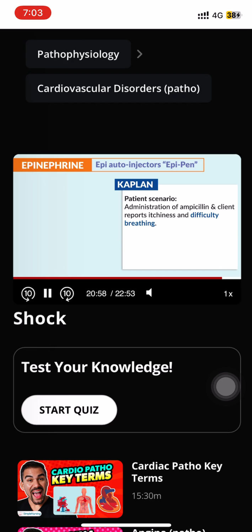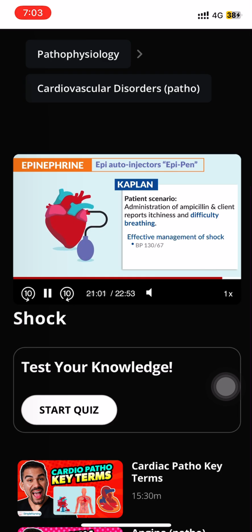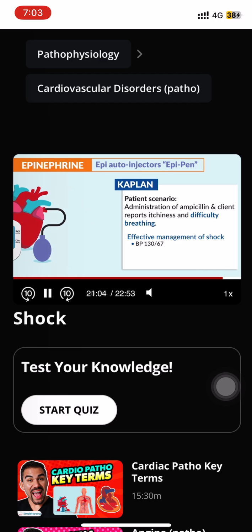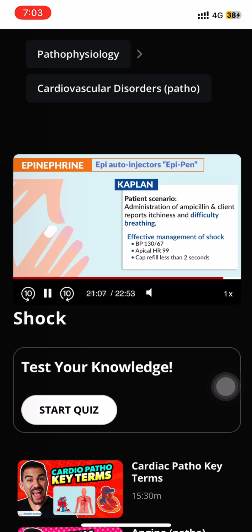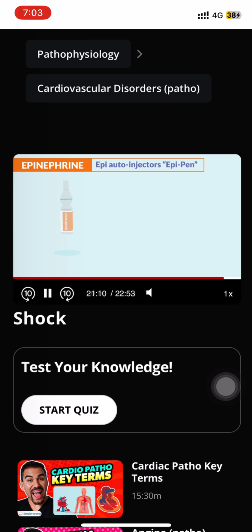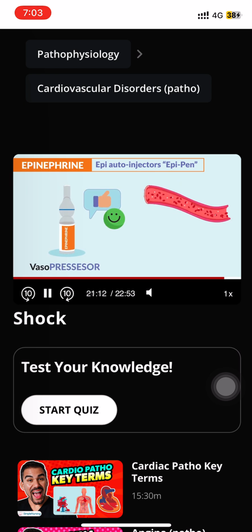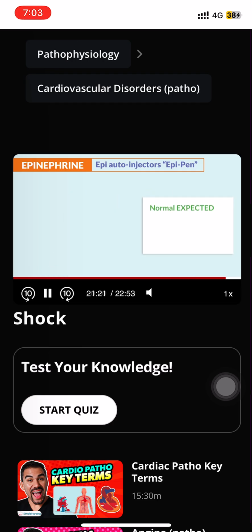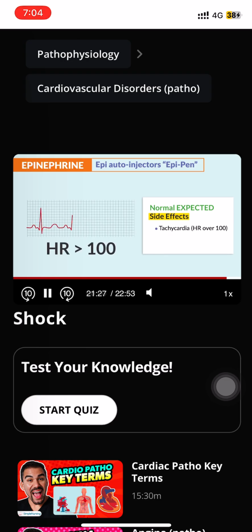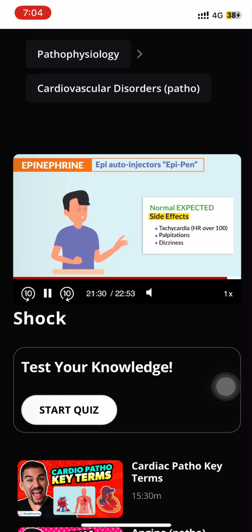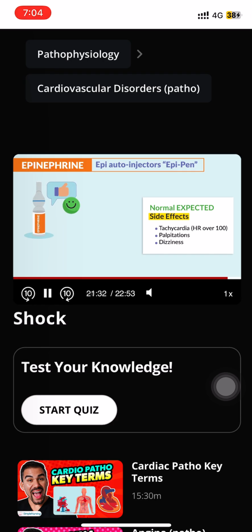And secondly, the Kaplan mentions effective management of shock. You have a BP that's a little bit high, apical pulse that is 99, and a cap refill that's less than 2 seconds. Guys, this indicates good perfusion, meaning epi is doing its job to press on the veins as a vasopressor. So it's pressing those vital signs up. And speaking of normal expected side effects to know after giving this medication, tachycardia, that heart rate over 100, palpitations, and dizziness. Again, these side effects means that epi is doing its job to prevent that shock, or basically that death from low blood pressure.